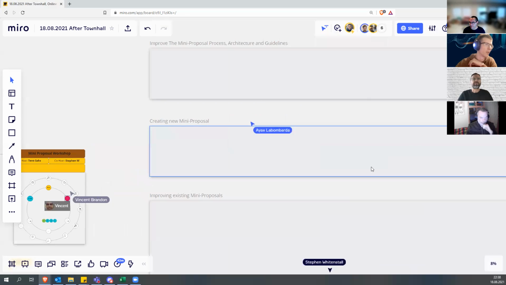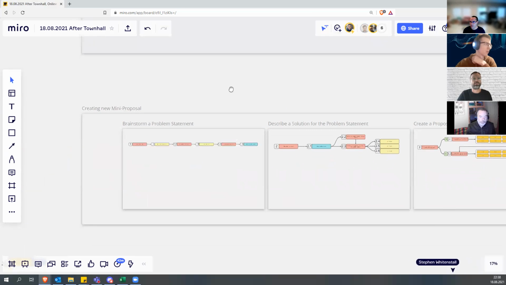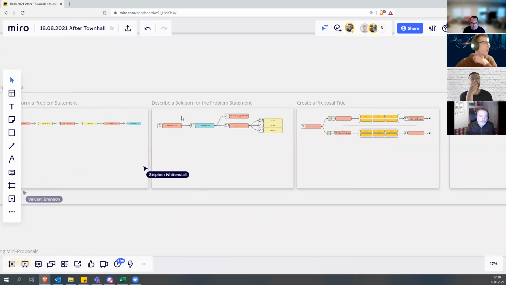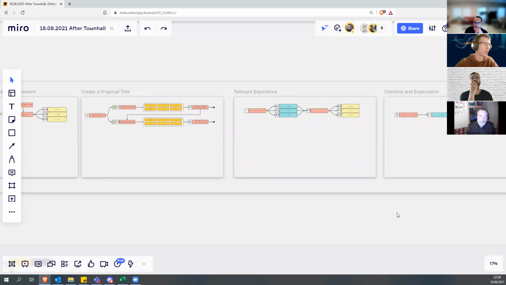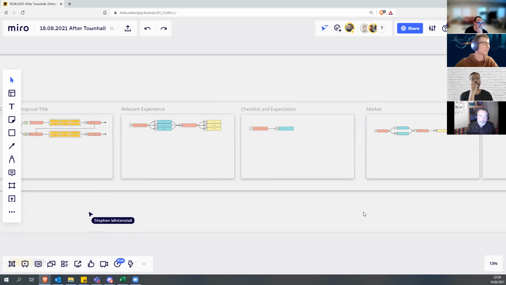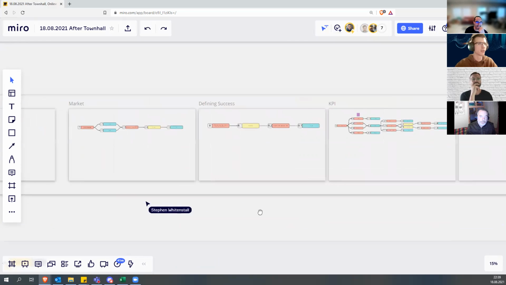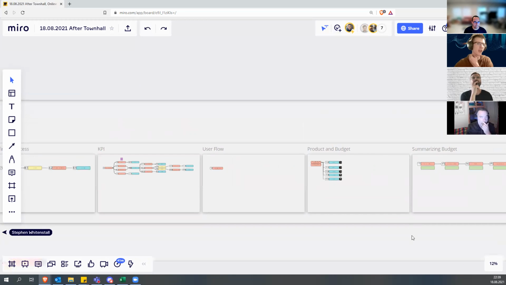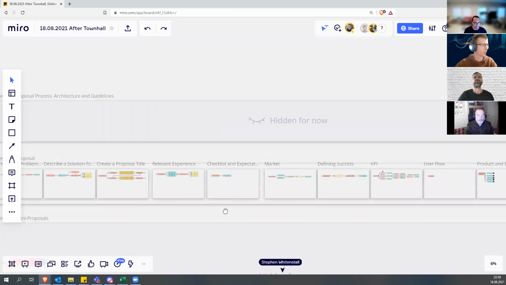If I open up one of the examples of how the process would look, there are several chapters. We can do it in any order, but we will just start from left to right. We brainstorm a problem statement, then describe a solution, then create a title, give roles to the problem, put down a checklist, expectations, define a market, define success, add some KPIs, use a flowchart. Then product and budget, and finally summarizing the budget. So this is all for the co-creation and brainstorming of the required information for the proposal.